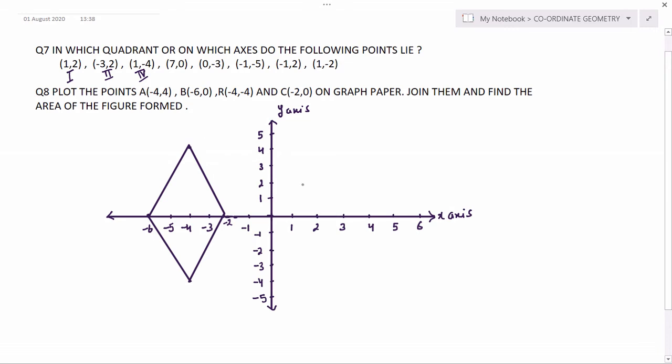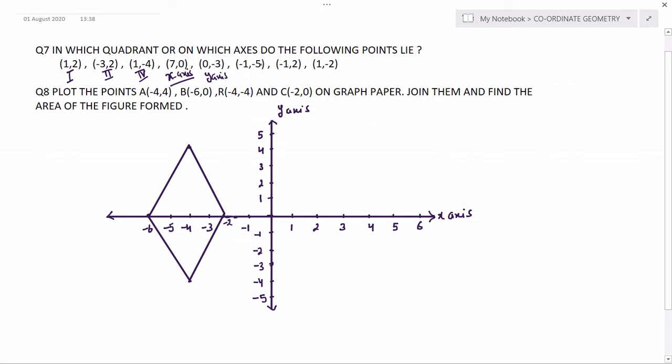You can also move with the cursor. (7, 0): 7 is here, somewhere here on the x-axis, and for 0 you should never move up or down. So this lies on the x-axis, because you are neither going up nor going down. It is lying on the x-axis. Now (0, -3): 0 is here, -3 is here, so this is lying on the y-axis.